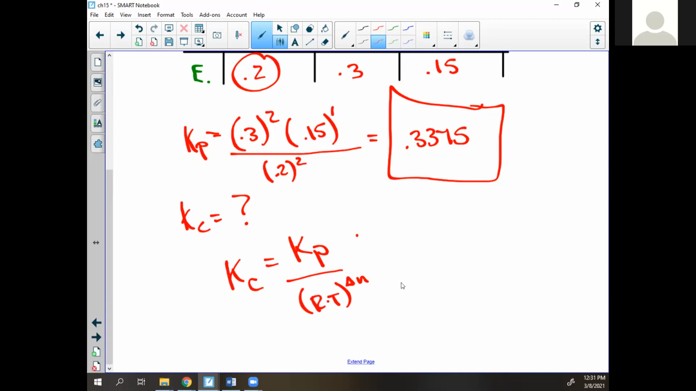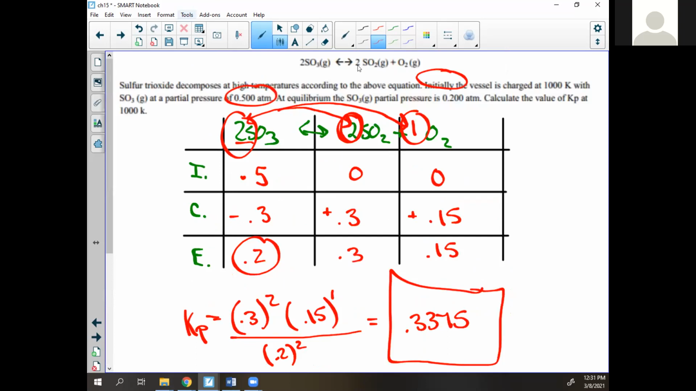Will we be given this equation? You won't be given that version of it. You'll be given the other version. All right, so now we take it and figure it out. We have 0.3375 over 0.0821 times 1000. Wasn't that the temperature it gave you? And the change in moles was just 1, wasn't it? Positive 1. It's the moles of your products, which is 2 plus 1, minus the reactants, which is 2.